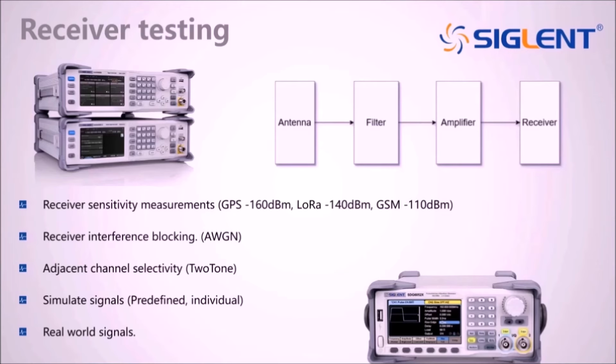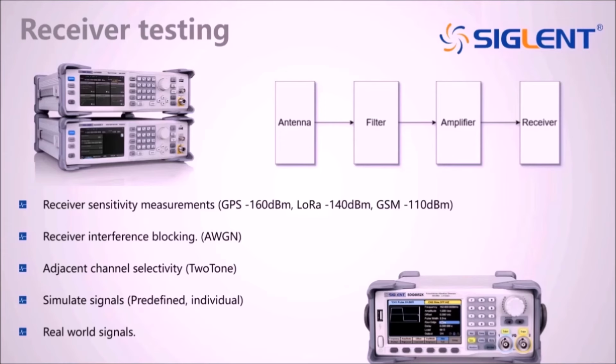With a flexible signal source, you can make many different receiver tests. The most important ones are shown here. The receiver sensitivity is usually the starting point. The question is, can you capture the required signals? For a reasonable sensitivity test, you need a signal generator that can output signals that are small enough.